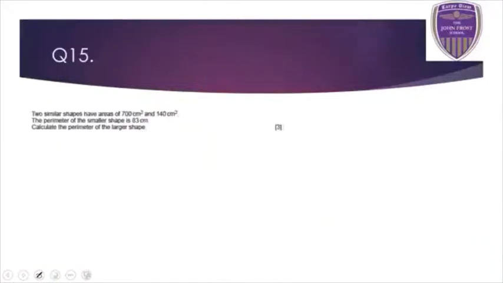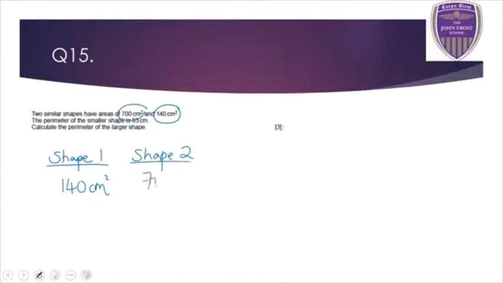Okay, question 15 is to do with similar shapes. Now all you know is that you've got shape one that's got 700 centimeters squared and the other one is 140. So I always like to write on the smaller one first. So for shape one, 140 centimeters squared. Shape two is 700 centimeters squared.